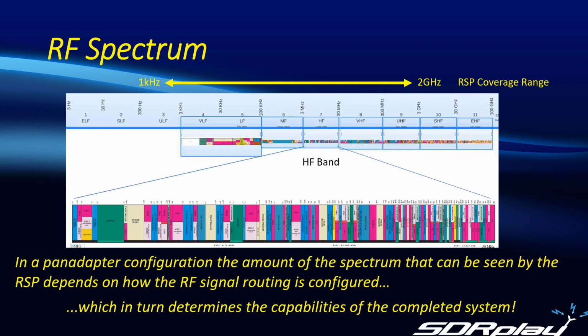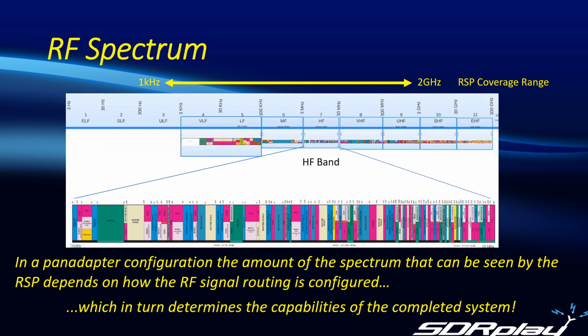Many of us are primarily interested in the HF band, and you can see that's a fairly small subset of the range that the RSP is capable of covering. And then within that, of course, we have the various sub-bands that are allocated for different purposes. So the important thing to notice here is, the amount of spectrum that you can see on the RSP very much depends on how you're getting an RF signal to the RSP in addition to the antenna, and that will determine the capabilities of the completed system.